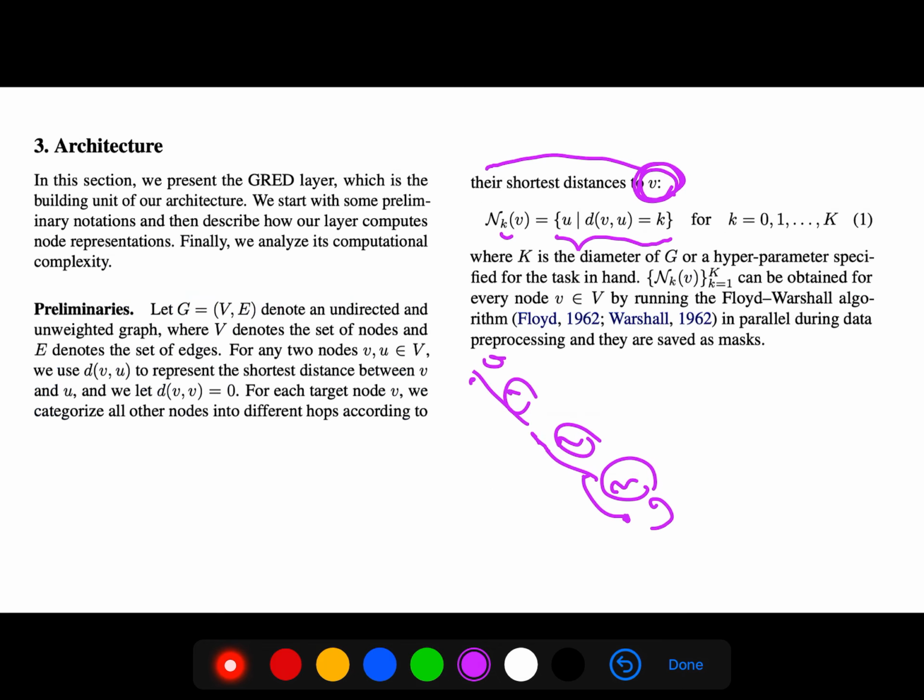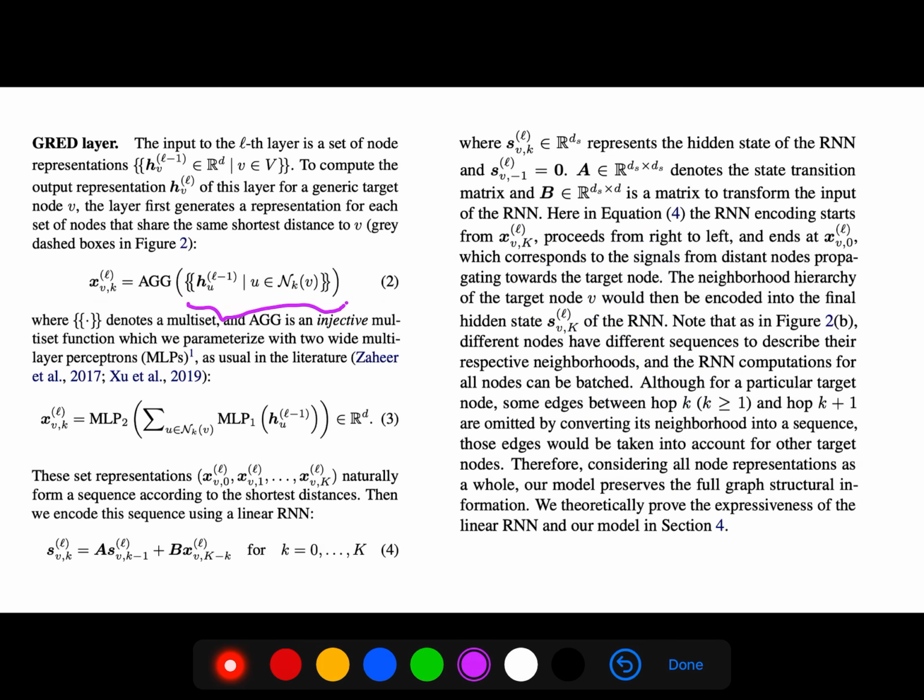So K plays an important role. This K shows how many hops, and the biggest one, of course, is the diameter of G. Now that you aggregate all of these things, it's a multiset, and AGG is an injective multiset function which is parameterized. So we can represent this by some MLPs.